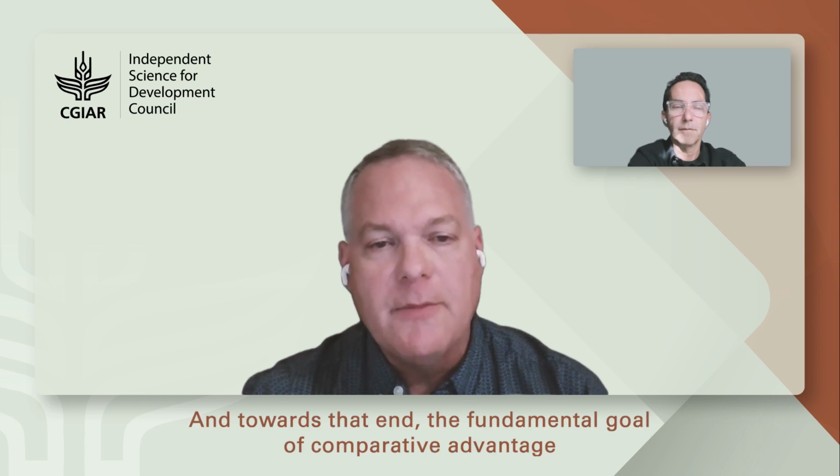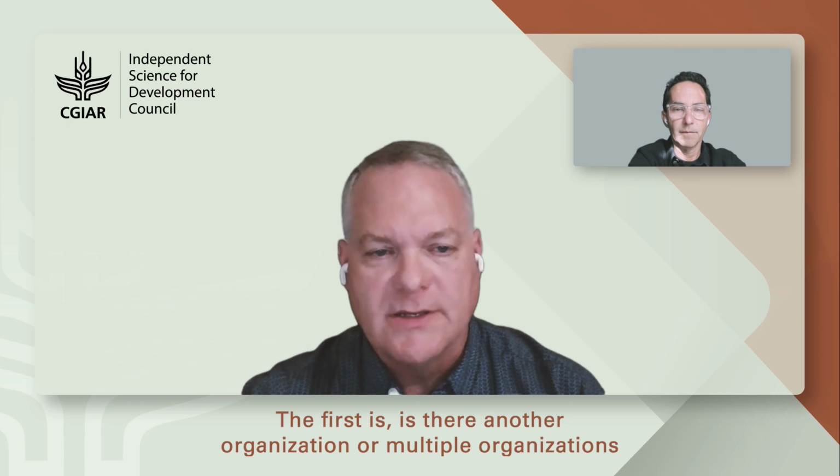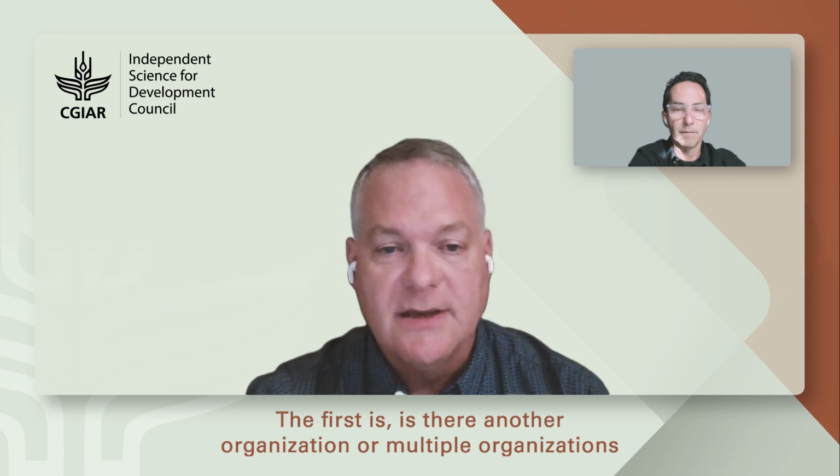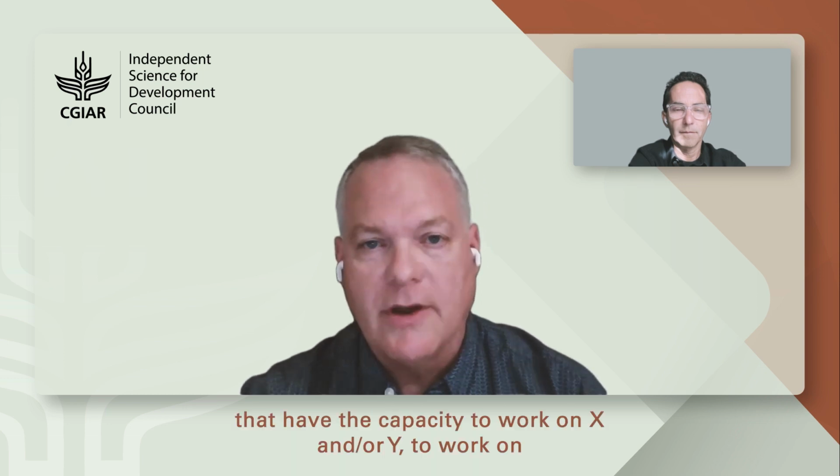And towards that end, the fundamental goal of comparative advantage analysis is really to answer a succession of three distinct questions. The first is, is there another organization or multiple organizations that have the capacity to work on X and or Y, to work on either of the two key tasks that need to be accomplished? Secondly, if CGIAR were to leave it up to this other organization to perform one of those tasks, let's call it Y, how much would that partner organization's progress on the other task, X, suffer?